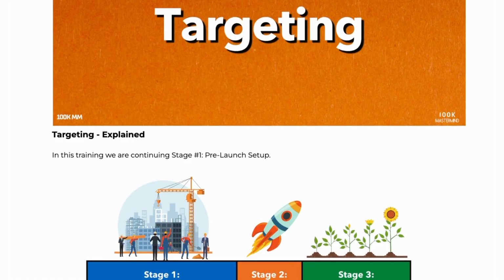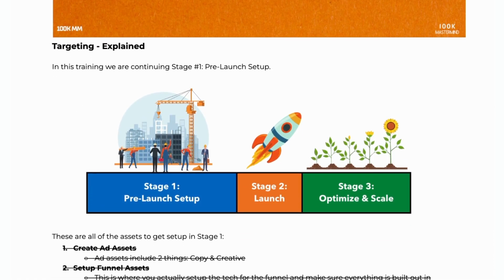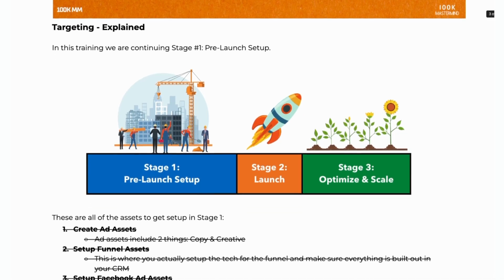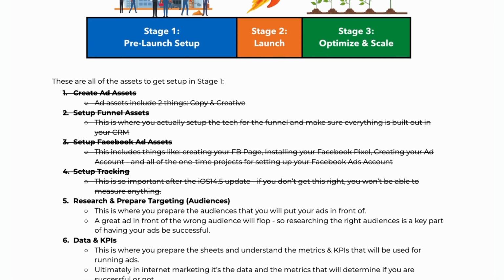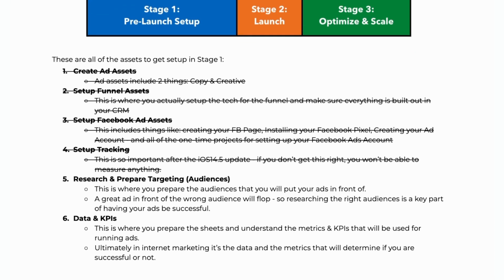Like we said, inside of this training, we are continuing stage 1, which is the pre-launch setup. If you remember the 3 stages of actually getting launched, in stage number 1, we said that we are going to be preparing all of the assets and all of the homework that is going to be required in order for you to get ready for that launch, right? Thankfully at this point, you probably already have a bunch of your ad assets ready. You have your funnel assets ready. You've already gone ahead and set up your Facebook ad assets, and set up your tracking as well. In this training, we're going over research and preparing targeting and audiences. And then in an upcoming training, we are going to be going over data and KPIs.